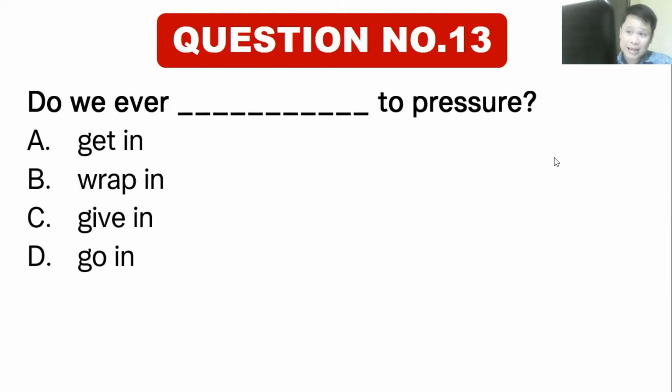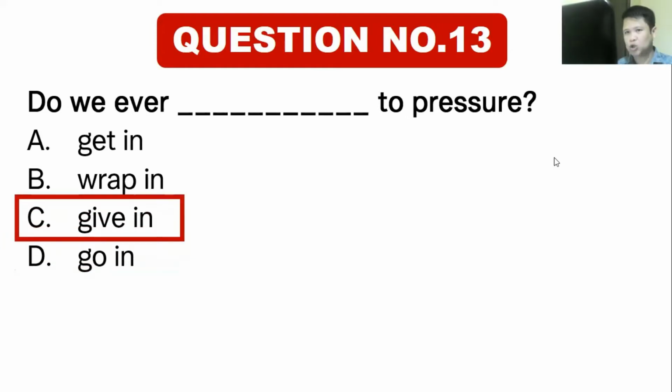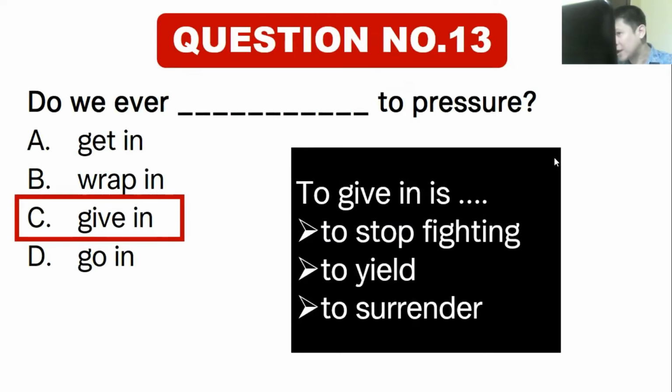Do we ever A, get into pressure? B, wrap into pressure. C, give in to pressure. D, go in to pressure. The correct answer is letter C, give in to pressure. Do we ever give in to pressure? To give in is to stop fighting, to yield, to surrender. You allow pressure to control you. You give in to pressure, to yield, to surrender.